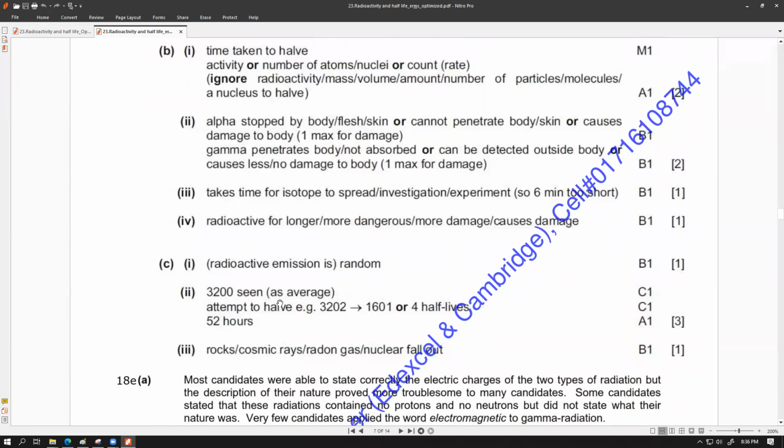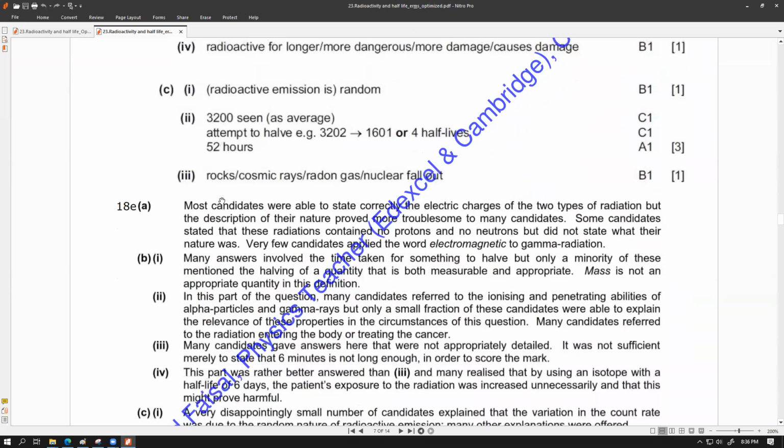Both you should see: average, exactly. Attempt to have 4 half-lives and then the perfect answer. Yeah, exactly what I said. Beautiful. We'll have a look at the examiner's report as well.